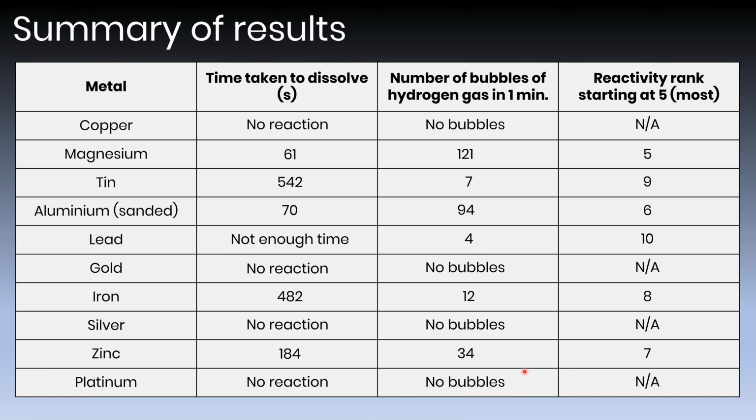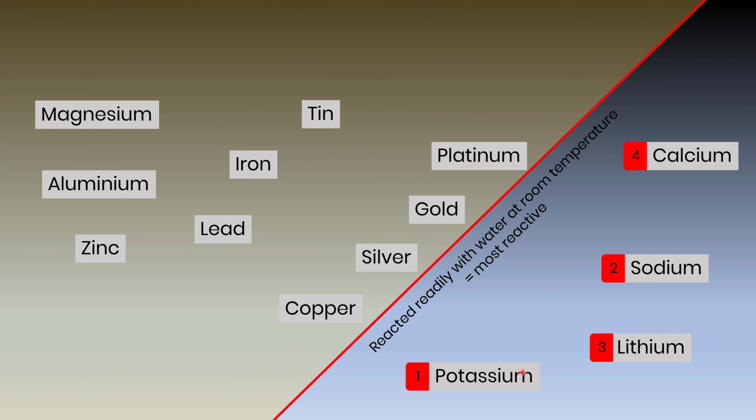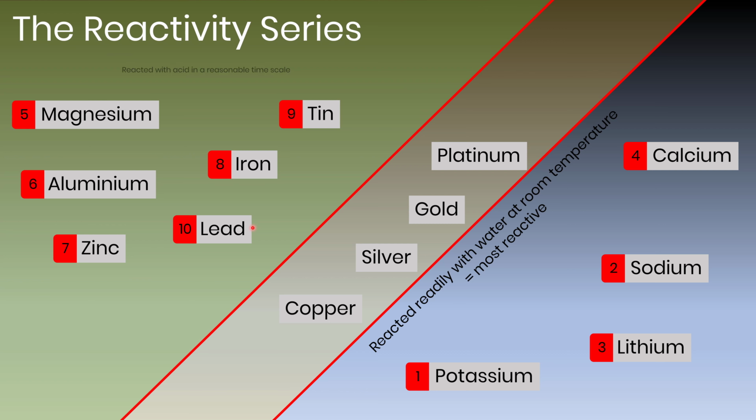Let's take this data back to our reactivity series. So, here's our new order of reactivity, continuing from calcium. Magnesium, aluminium, zinc, iron, tin, and then lead. So, all of these metals reacted readily with acid in a reasonable timescale.